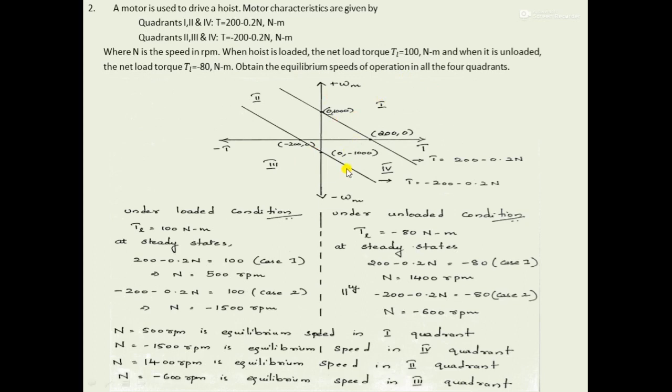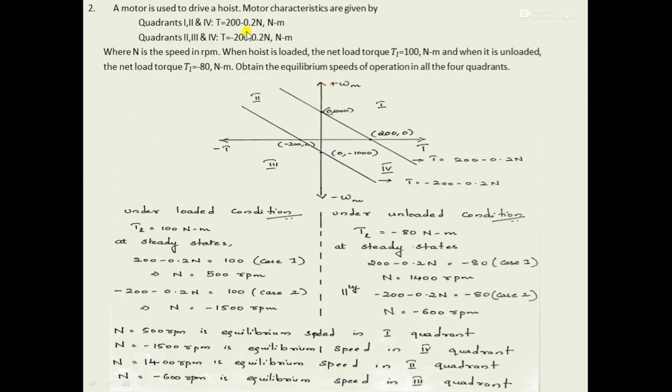This is a very important question. This has been asked once in the previous year university question paper. So when such sort of problems are asked, you need to first draw a rough diagram of the data given in the problem. So you have to draw the 4 quadrants, first, second, third and fourth. Torque is taken along the x-axis and speed is taken along the y-axis, speed in rpm.